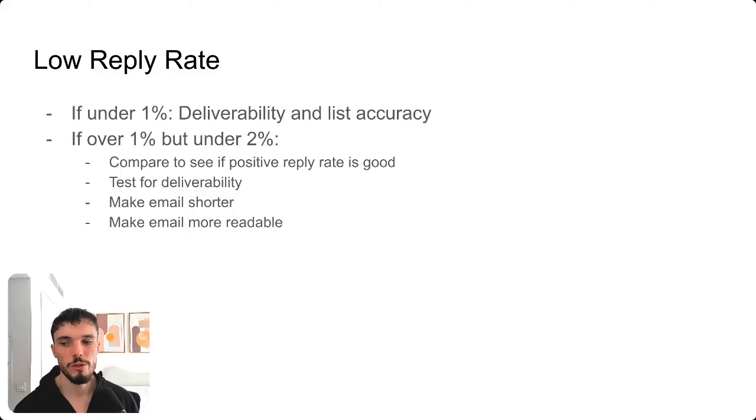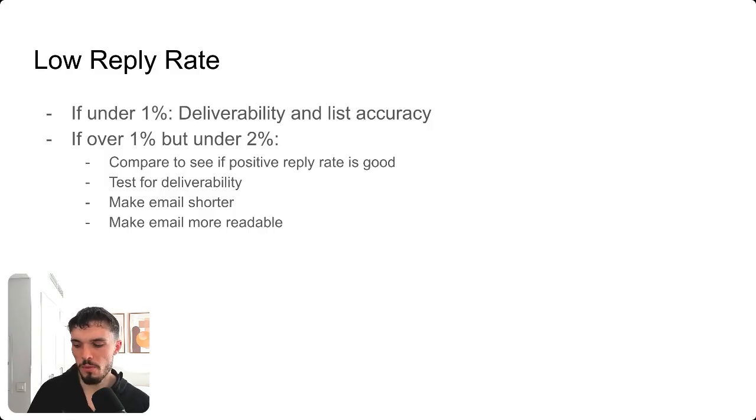Also, you still should, in this case, test for potential deliverability issues. It could still be that there are lingering deliverability issues, and if you fix those, you can get it to 3, 4, even 5%. Also, try to make your email shorter. Maybe it's just too long and people don't want to respond to the email. This could be another thing as well.